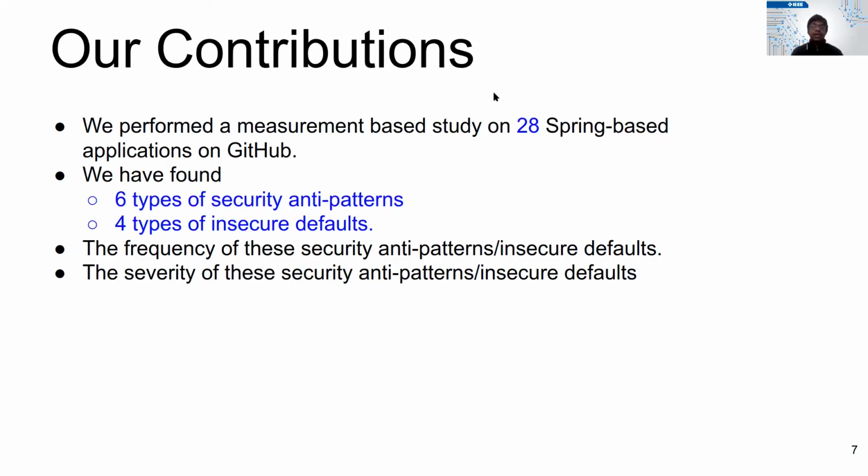To answer this question, we performed a measurement-based study on 28 Spring-based Java enterprise applications found on GitHub. We have found 6 types of security anti-patterns and 4 types of insecure defaults. So in total, 10 misconfigurations. We also analyze the frequency and the severity of the security threat these misconfigurations pose.